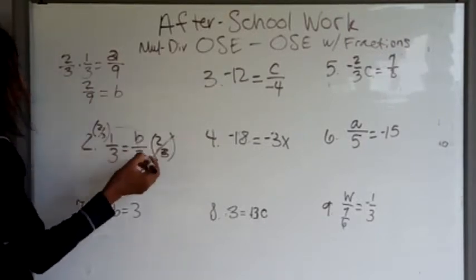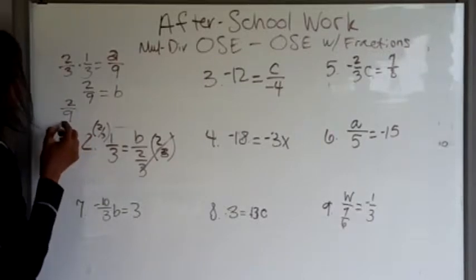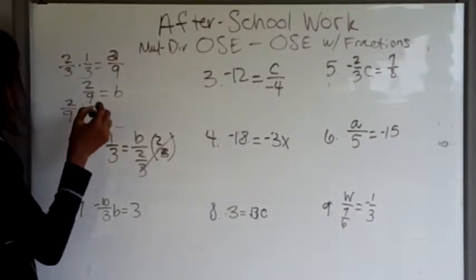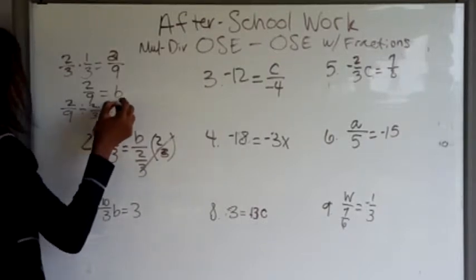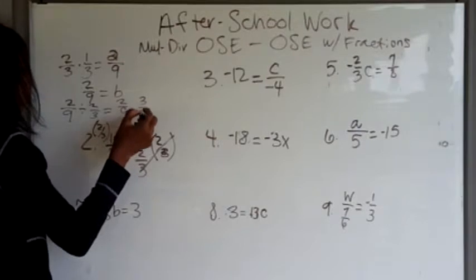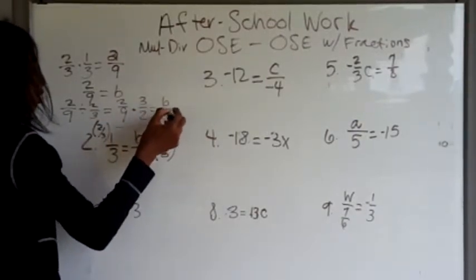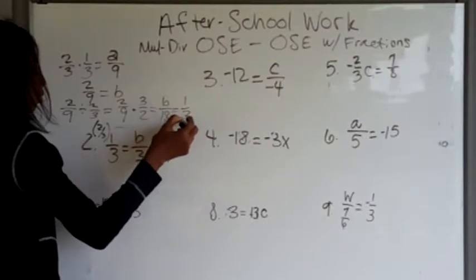So we plug that in, then we have 2 over 9 divided by 2 over 3. So 2 over 9 times 3 over 2, which is 6 over 18, which is reduced to 1/3.